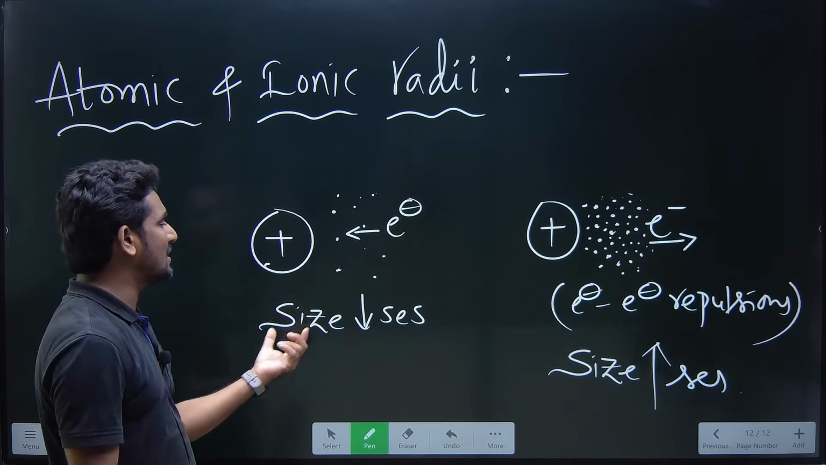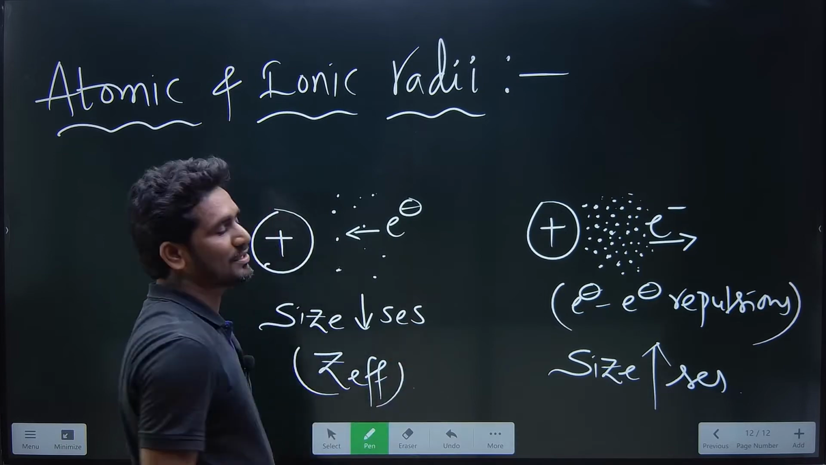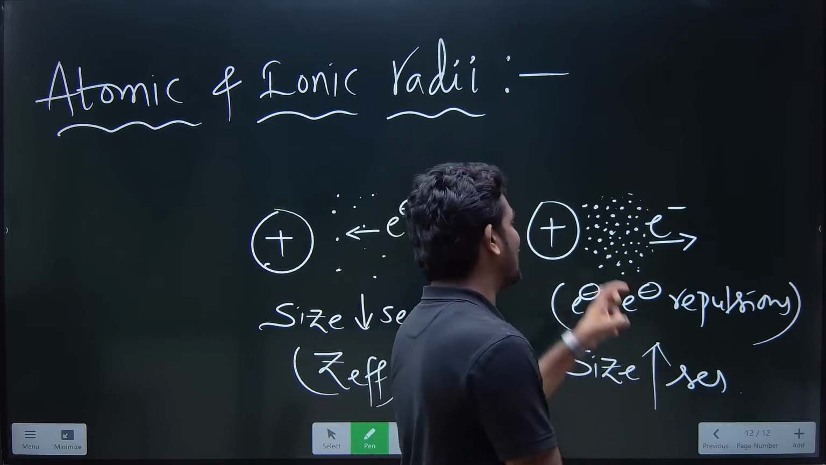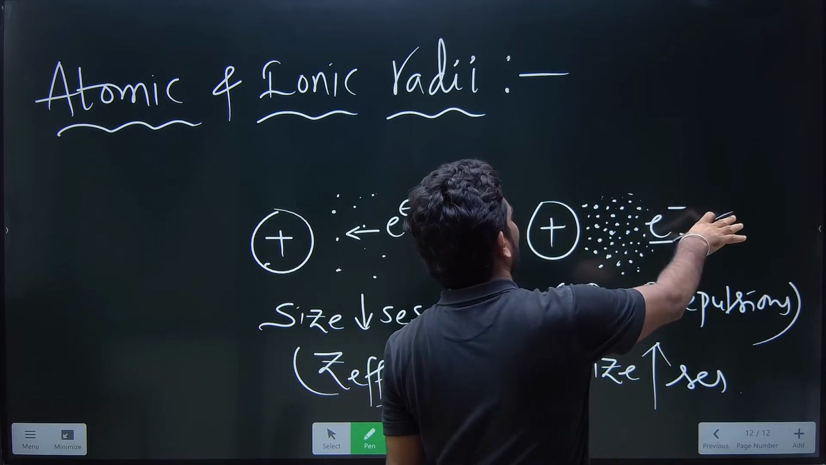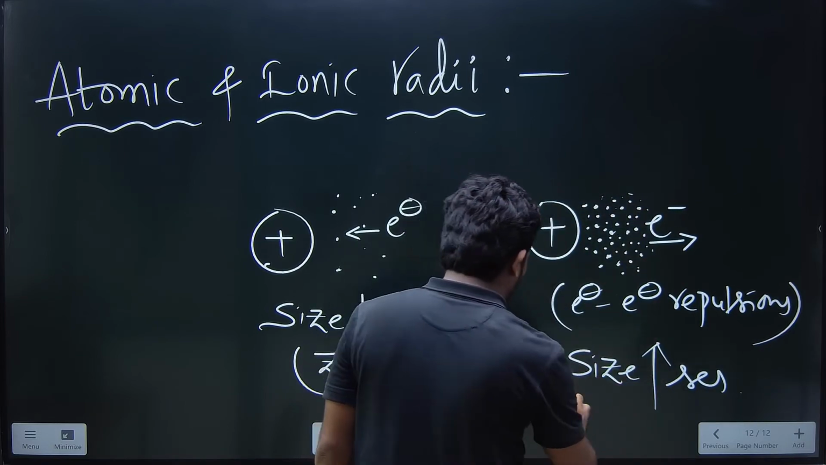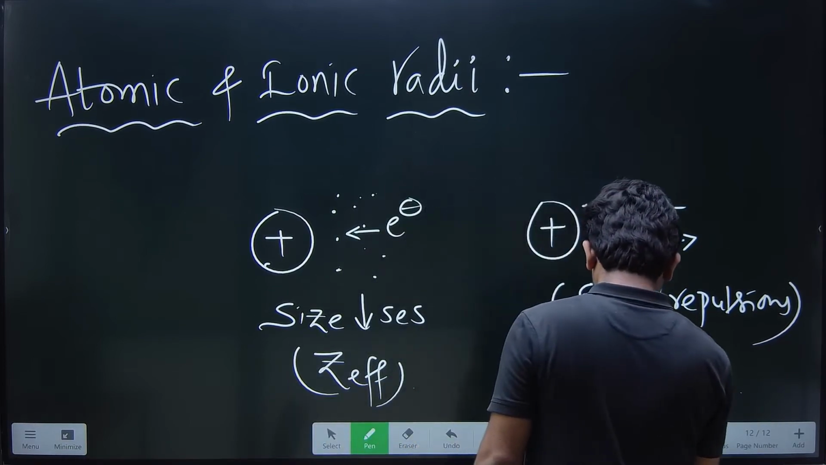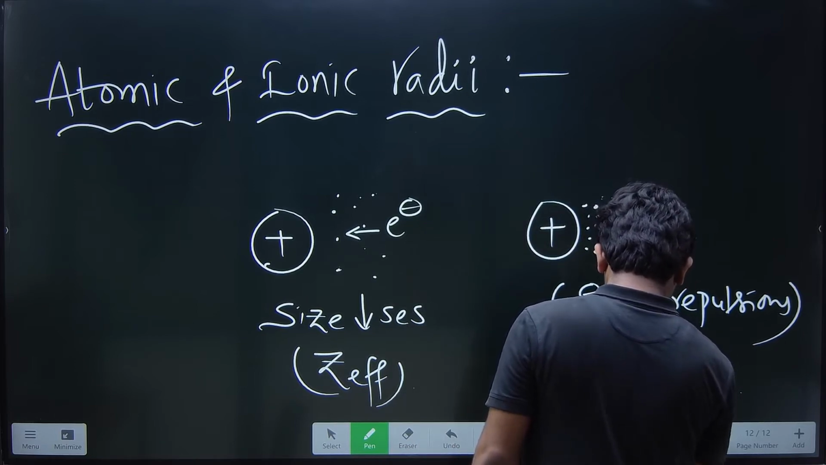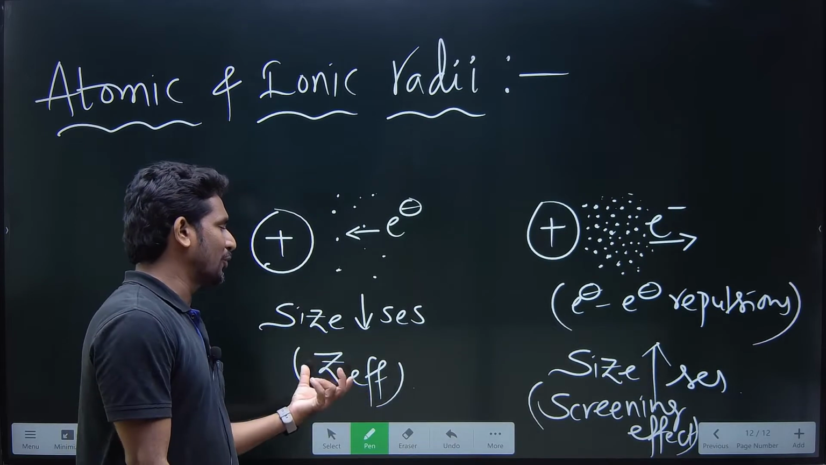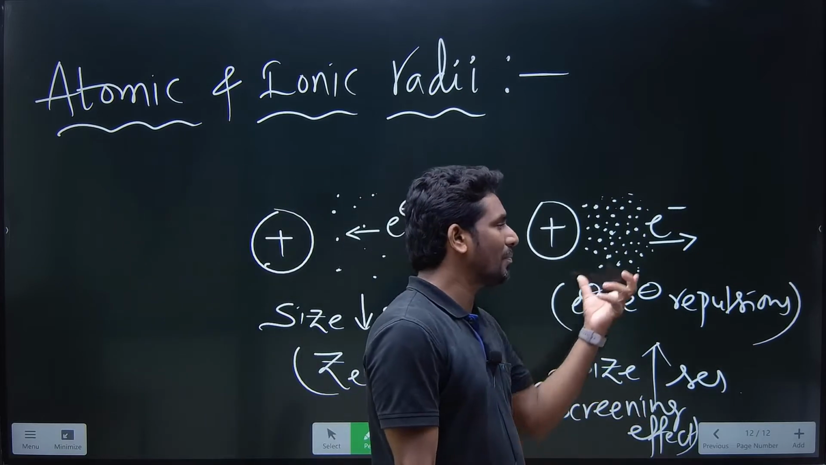The size decreases because of effective nuclear charge. Here the size increases because of electronic repulsions. It is nothing but the screening effect. The outer electron is screened from the nucleus by the inner electrons. So the size increase is due to the screening effect. Electronic repulsion is also called the screening effect. Now tell me, due to effective nuclear charge, what happens to the size? The size decreases. Due to the screening effect, what happens to the size? It increases.